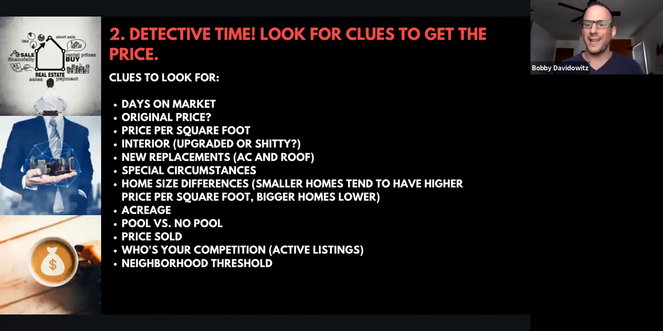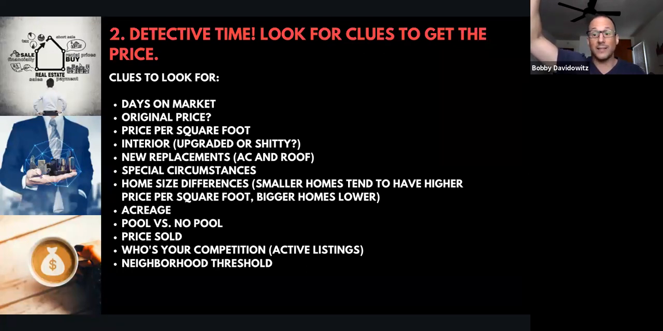I look at things like days on market. Yes, that property sold, but how long did it take to sell? And by the way, what was the original price of that property? Because if I see a property that took 145 days to sell, that took a long time to sell. It might not be because there's something wrong with the property. It could be that they overpriced it, which a lot of agents do, right?